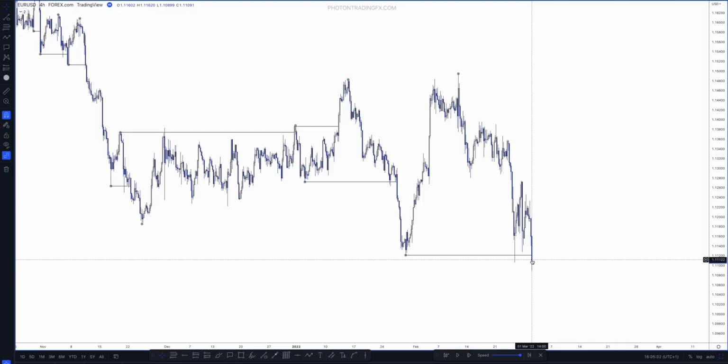Sometimes it will be a little bit messy, sometimes it will be a little bit tricky, but that's just why we have to practice. The market's not always super clean and it's not always super easy to read at times. So this is a good time to practice that.